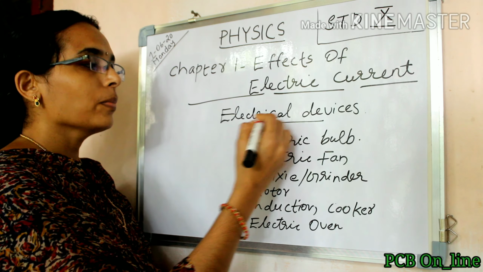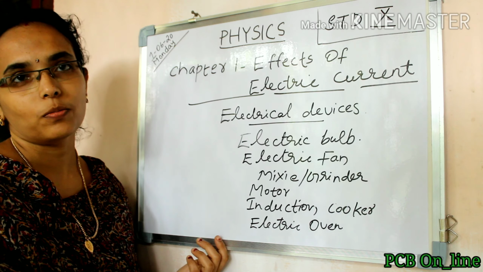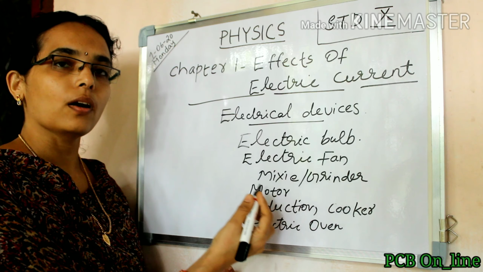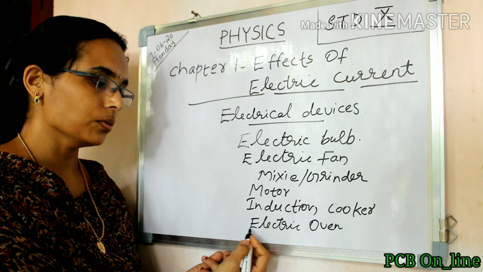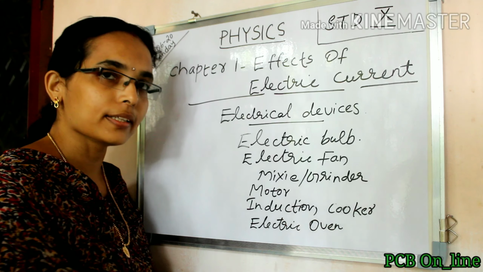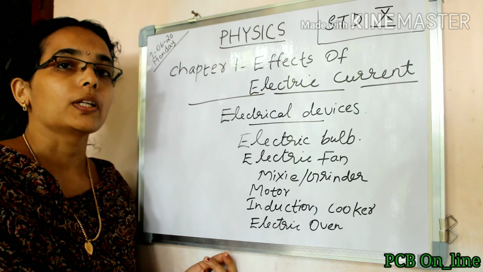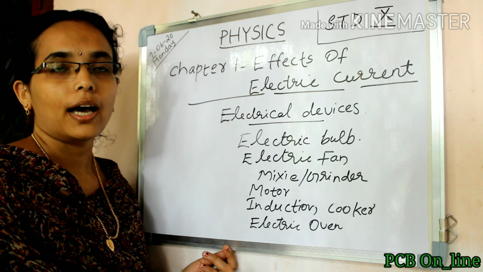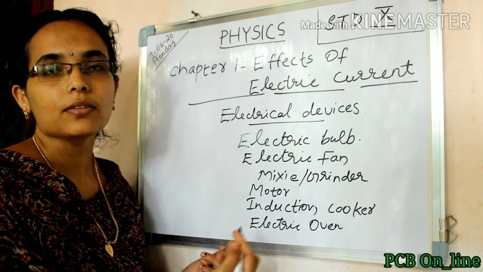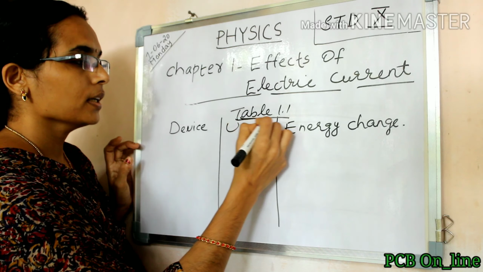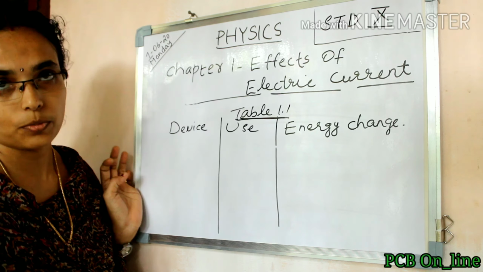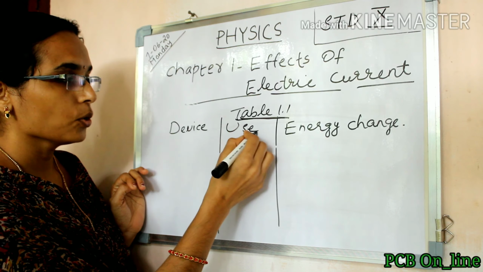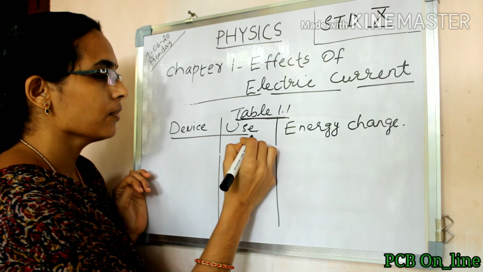We use a number of electrical devices in our home. Some of them are electric bulb, electric fan, mixie or grinder, motor, induction cooker, electric oven, electric heater, etc. Now we know that to all these devices we are giving electrical energy and we get different forms of energy from that. Now take the table 1.1 in your textbook. Here there are 3 columns in which device, use, energy change are given.